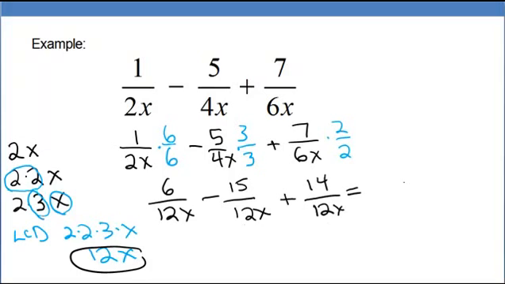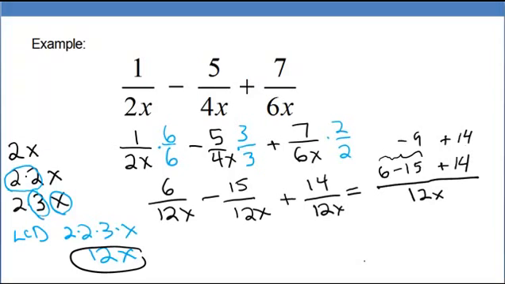Now we have like fractions. Keep the denominator and combine on the numerator. You can write it all on one line if you like. So 6 minus 15 is going to give us a negative 9 plus 14. So 14 minus 9 will be 5 over 12x, and that does not reduce.